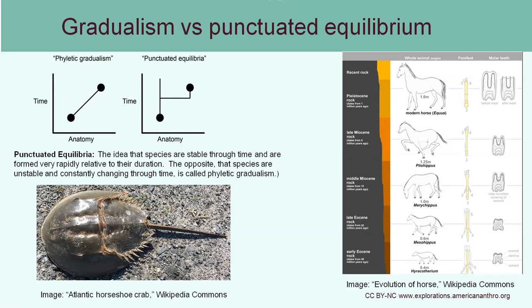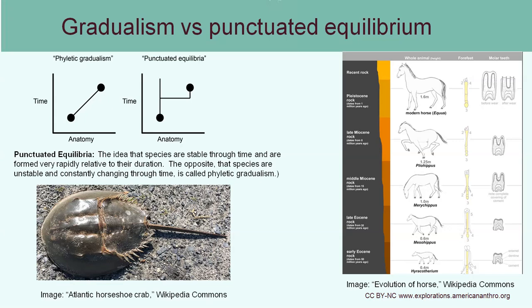So punctuated equilibria is the idea that species are stable through time and then are formed very rapidly relative to their duration. So something happens in the environment that causes a rapid shift and change in their biology. The opposite is that species are unstable and constantly changing through time. So that kind of makes sense, right? Gradualism, that they're changing gradually over time. So I have two examples for you here.